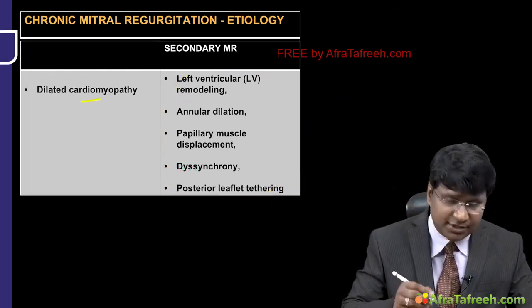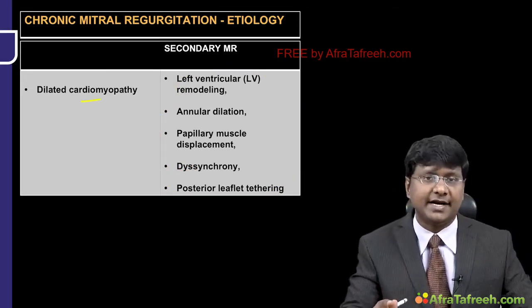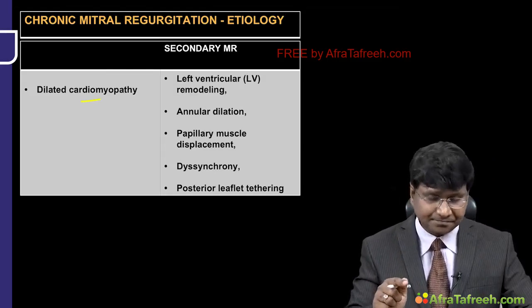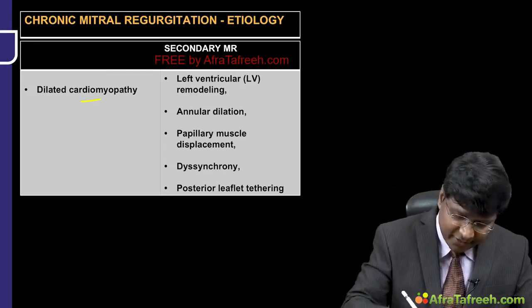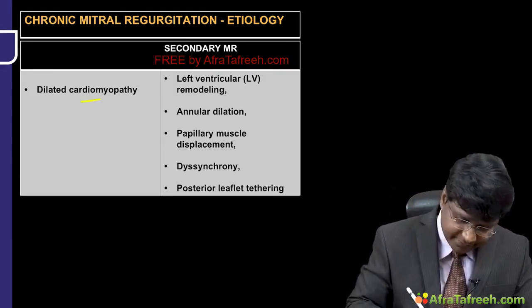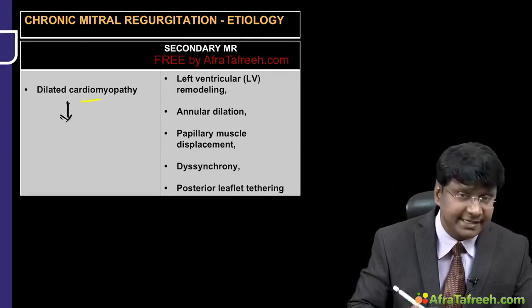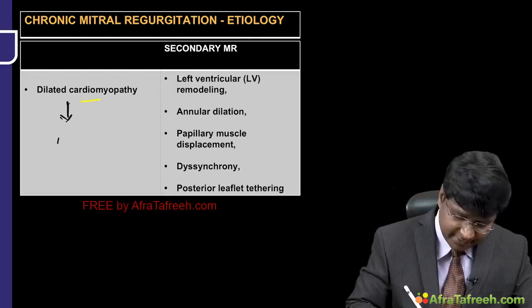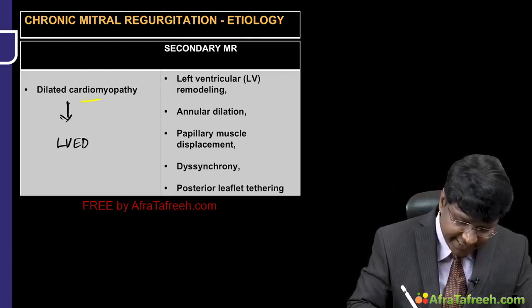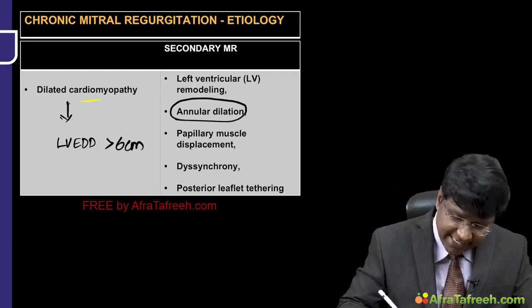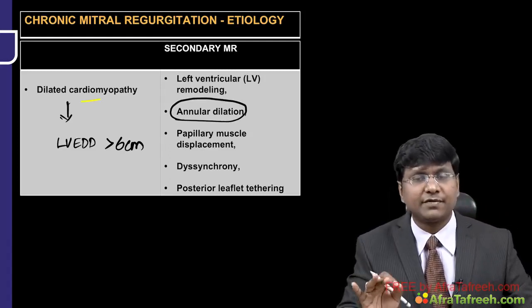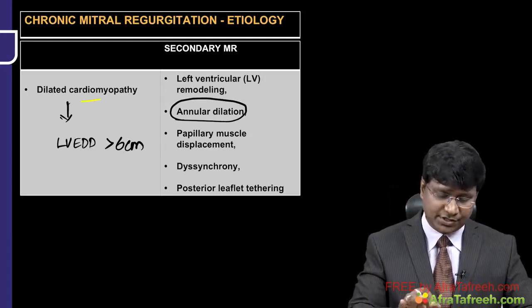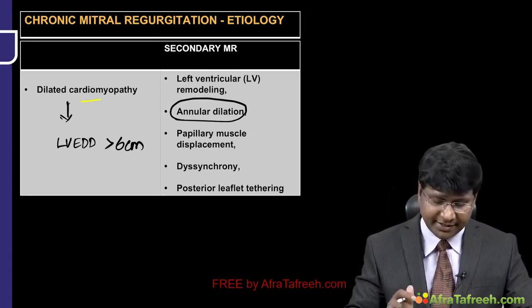And another important etiology of secondary MR is the dilated cardiomyopathy. So you have to understand that in dilated cardiomyopathy, if the left ventricular end diastolic dimension is more than 6 centimeters, that will cause the annular dilatation of the mitral valve, and that will be responsible for the development of MR, and that is the pathogenesis in dilated cardiomyopathy causing mitral regurgitation.